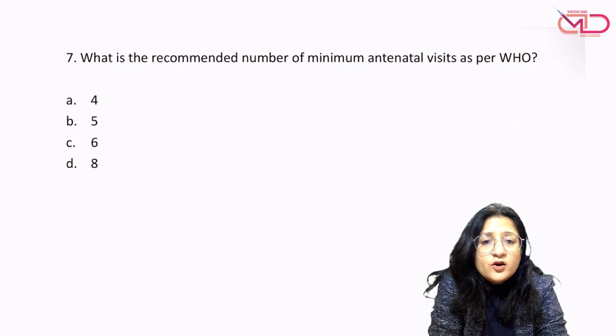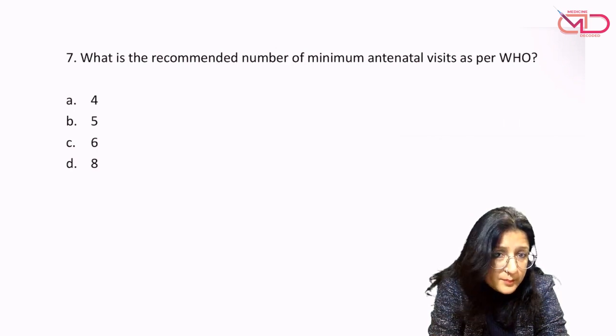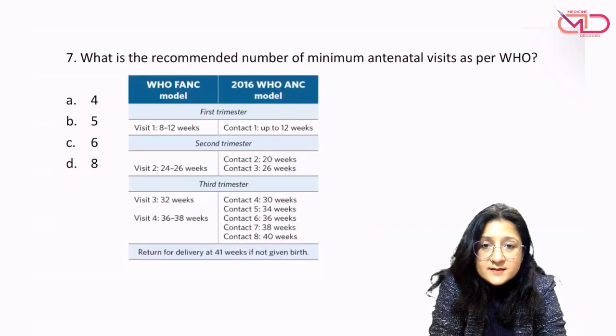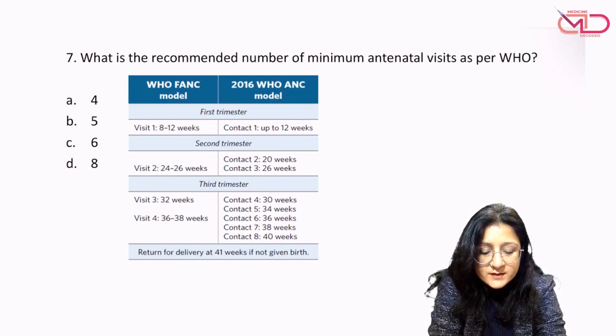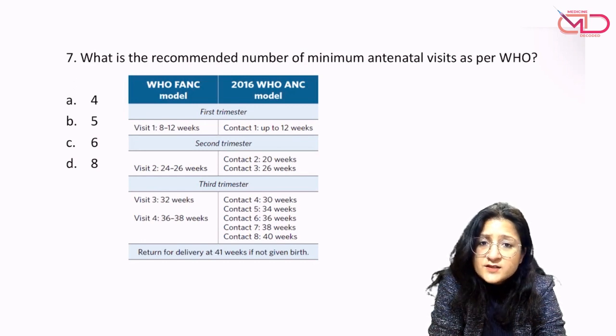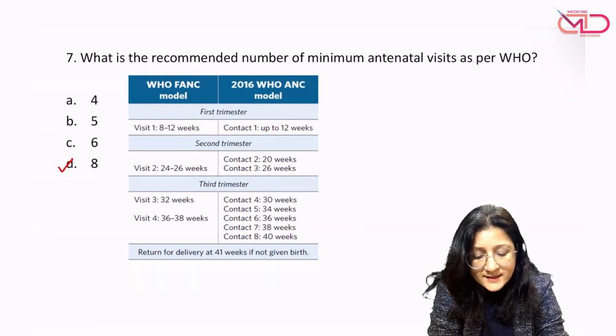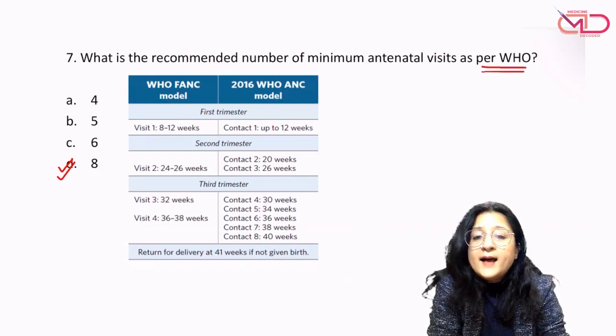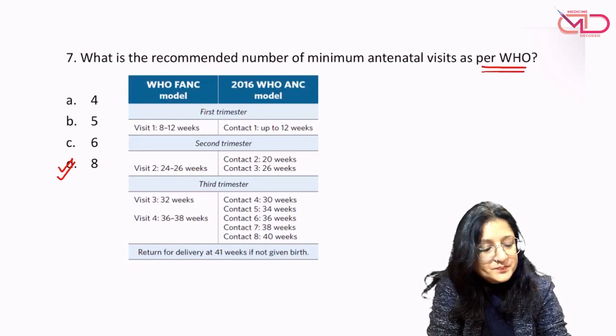So the number of visits is 4 minimum by the Government of India. And WHO has this 2016 WHO ANC model, which says 8 contacts, right? So the Government of India is still following the minimum number of antenatal visits as 4, but the WHO has mentioned the minimum number as 8. So 8 contacts would be the correct answer, since it's specifically specified in the question as per WHO.